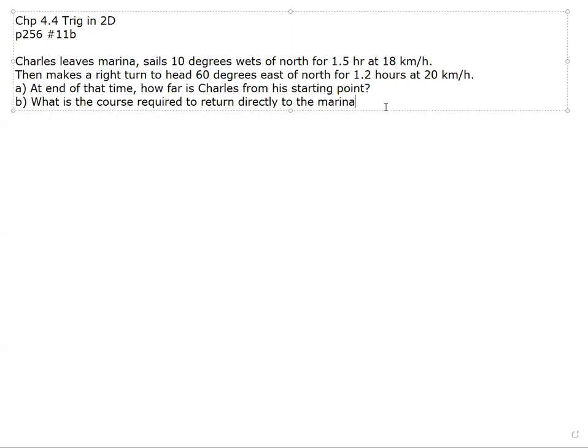Hope this helps. Charles Lee's Marina, and this is paraphrased from the textbook, sails 10 degrees west of north, sorry for the spelling error, for 1.5 hours at 18 kilometers an hour. It makes a right turn to head 60 degrees east of north for 1.2 hours at 20 kilometers an hour. It's a bunch of things I need to do.